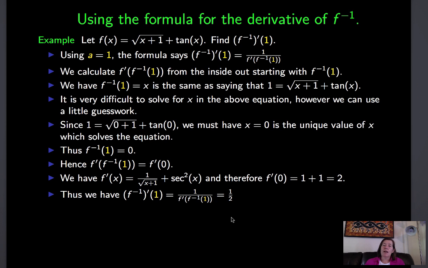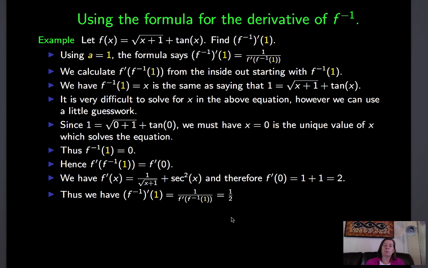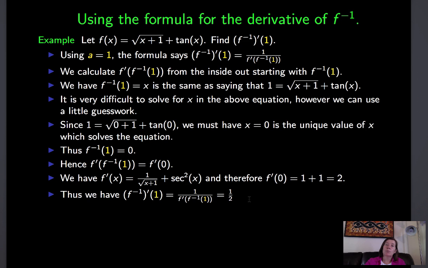Therefore we have f inverse prime of 1 is now 1 over f prime of f inverse of 1, which is 1 over f prime of 0, which is 1 over 2. So we've solved our problem. We have f inverse prime of 1 is 1 over 2. And you can see that this problem has many problems to solve within the problem. So it requires that we solve problems similar to problems we've solved before within the problem as we progress.